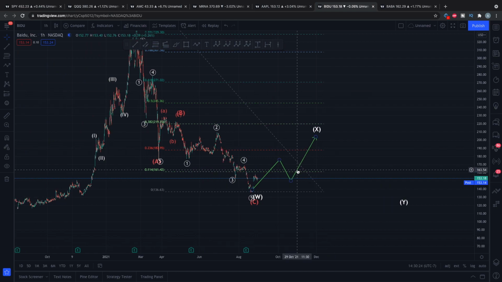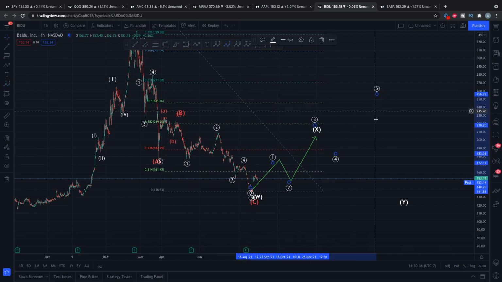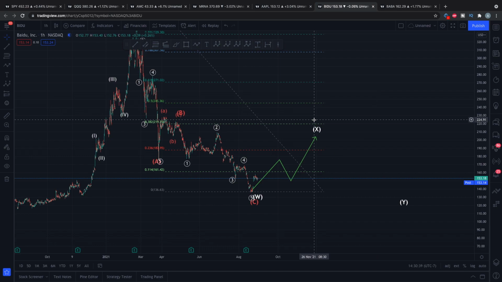The main reason why I want to mention this is because this move upwards, while we should get some temporary bounce to the upside, it shouldn't be another impulsive structure. So what that means is that we wouldn't form some kind of wave 1 up, wave 2 down, wave 3 up, wave 4 down, and a wave 5 up. Rather, we should form some kind of ABC move. And that just limits the amount of upside that the stock has.